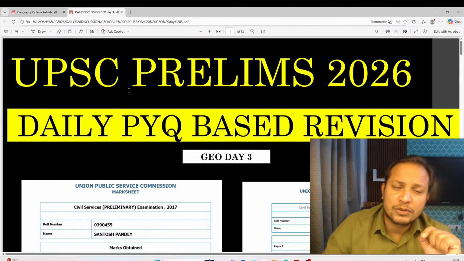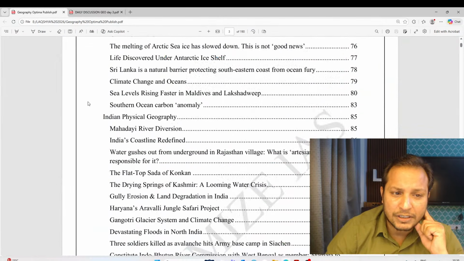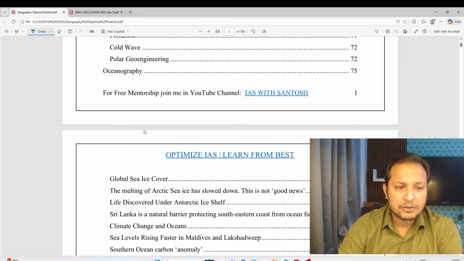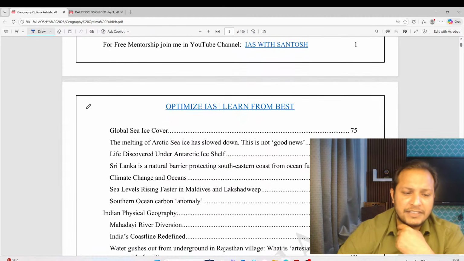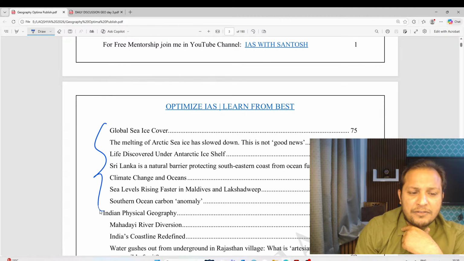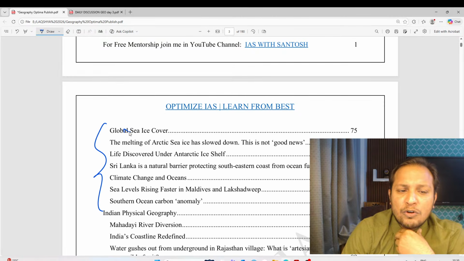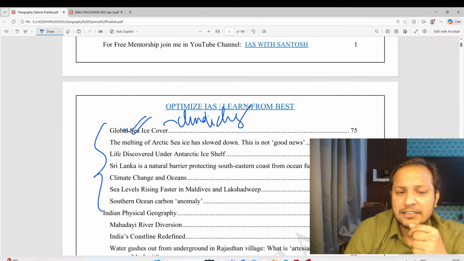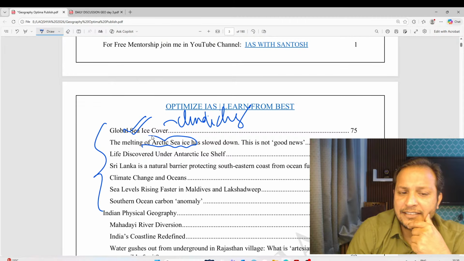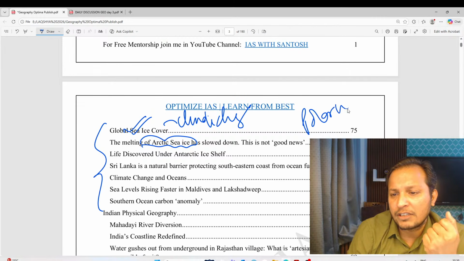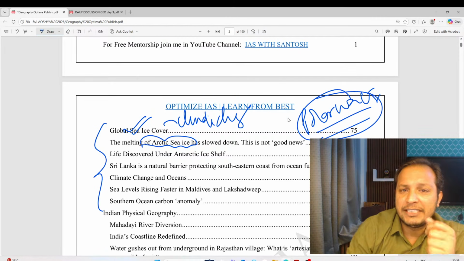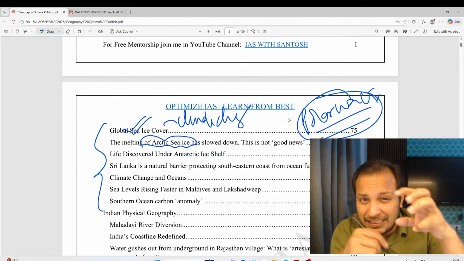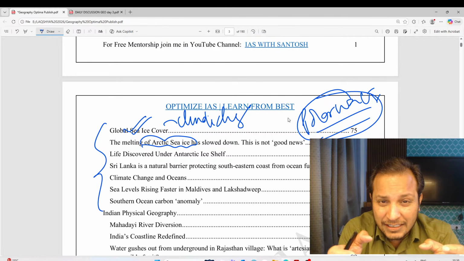First, I'm going to show you which are the important topics from oceanography for this year's prelims examination. You can see here we have just 5 topics for oceanography. Here the global sea ice cover, which is linked to climate change. Next we have the Arctic sea ice. Guys, polar water is very important. Whenever you read oceanography, please focus more on polar water, because I told you, climate change and ocean have very important linkages.